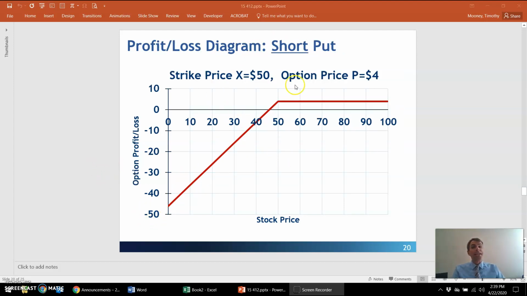And then we can see if we write a put option, if we sell a put option, we would receive the option premium. We would receive $4, the price. And then put option writers, put option sellers make money when stock prices stay about the same or go up a little bit and the options expire out of the money.